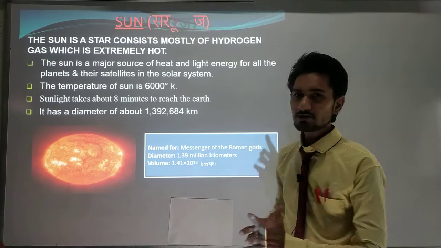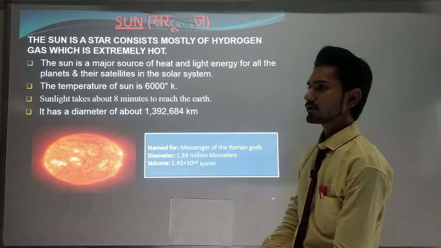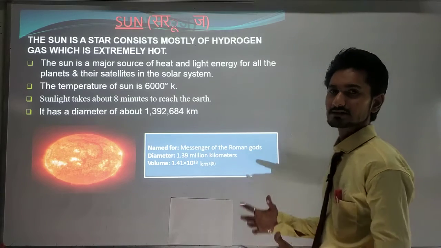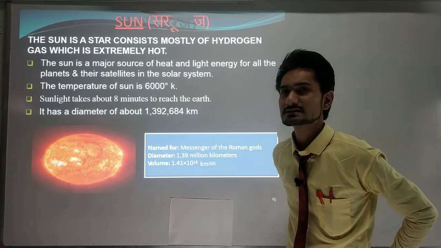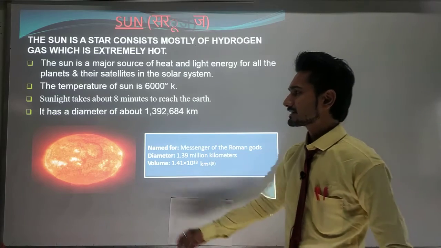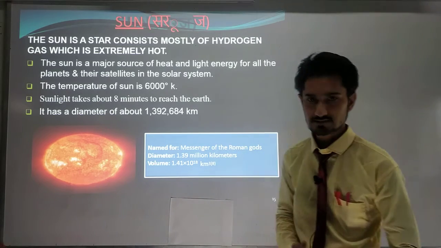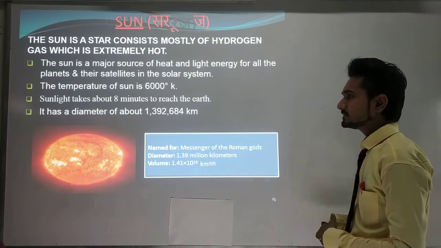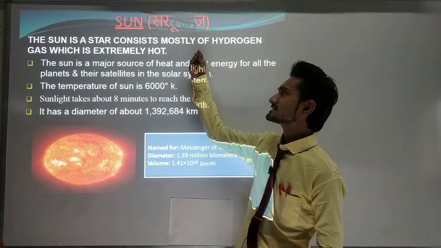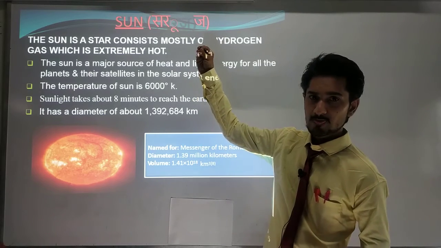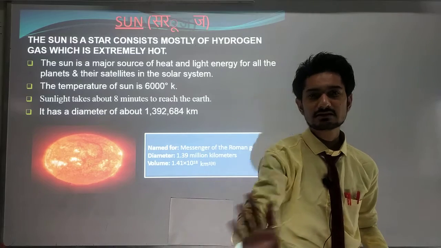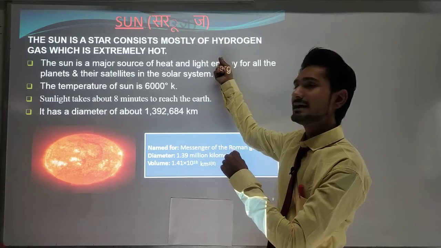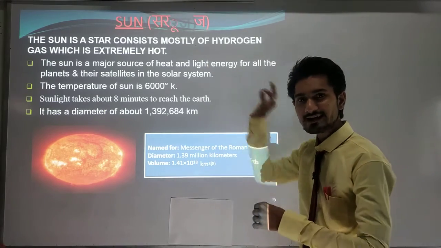We still cannot afford to make these types of rocket launchers, but in the very, very near future we will make them, and we will make these types of satellites, and they will get us more information regarding the sun. Sunlight takes about 8 minutes to reach the earth. It means when sunlight is generated and transferred, it will reach our earth in 8 minutes. After 8 minutes the radiation, or the ray of sunlight, will reach our earth.